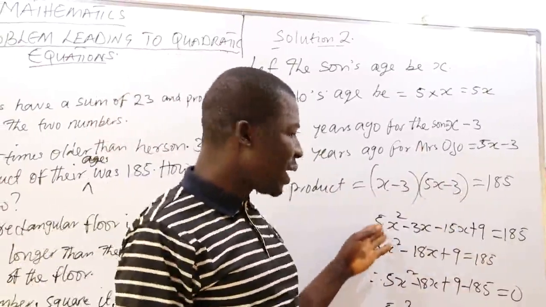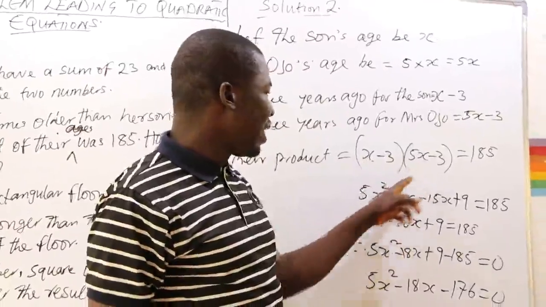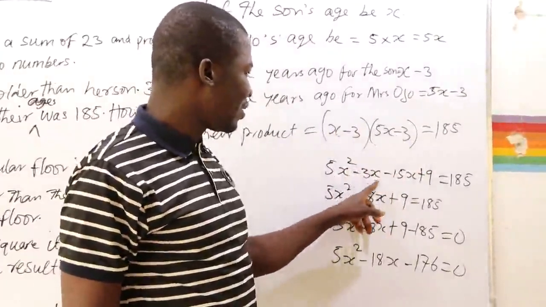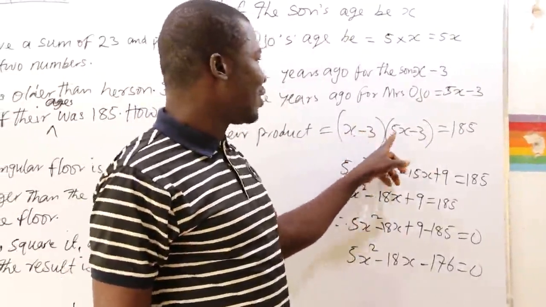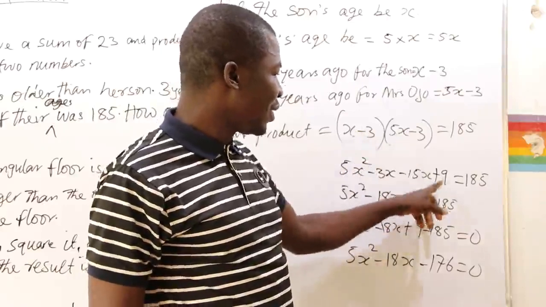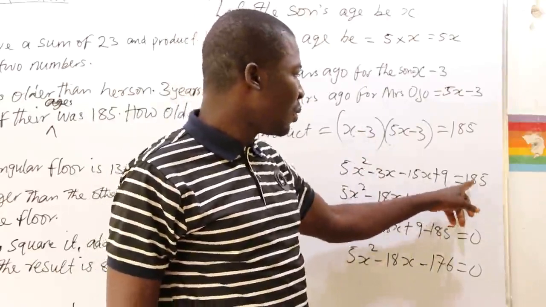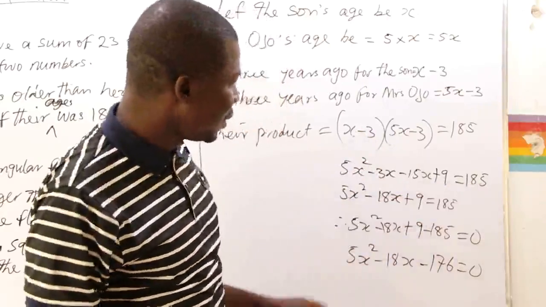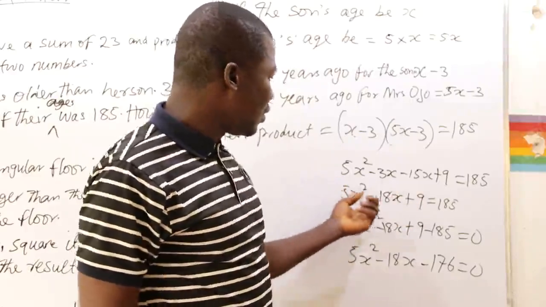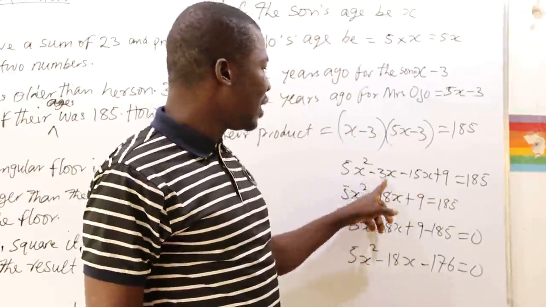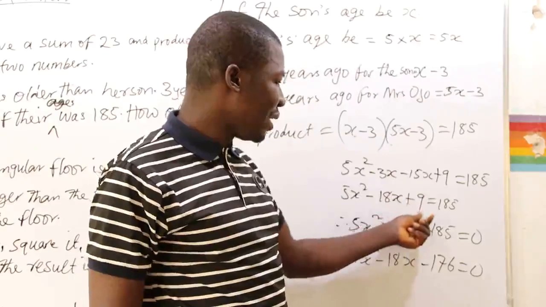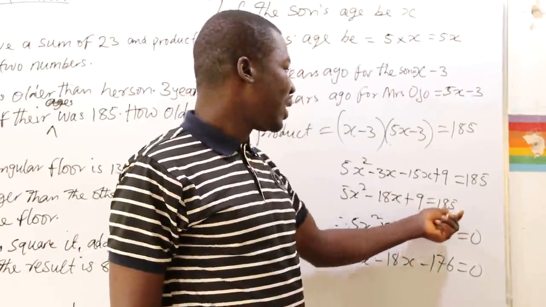Now here we expand the bracket. x times 5x will give us 5x squared. x times minus 3 is minus 3x. Minus 3 times 5x will give us minus 15x. Minus 3 times minus 3 will give us positive 9, equal to 185. Already, looking at this, we have a quadratic equation. So let's simplify this. Minus 3x minus 15x, we have minus 18x plus 9 equals to 185.